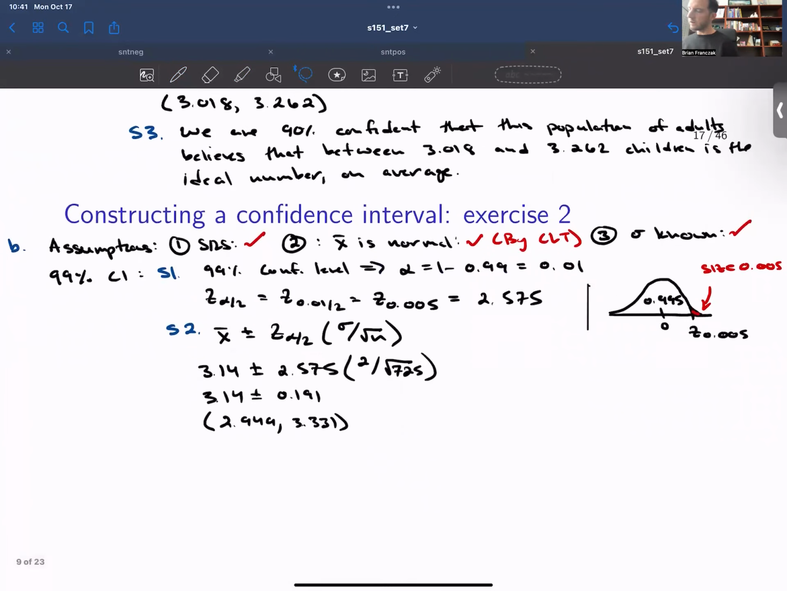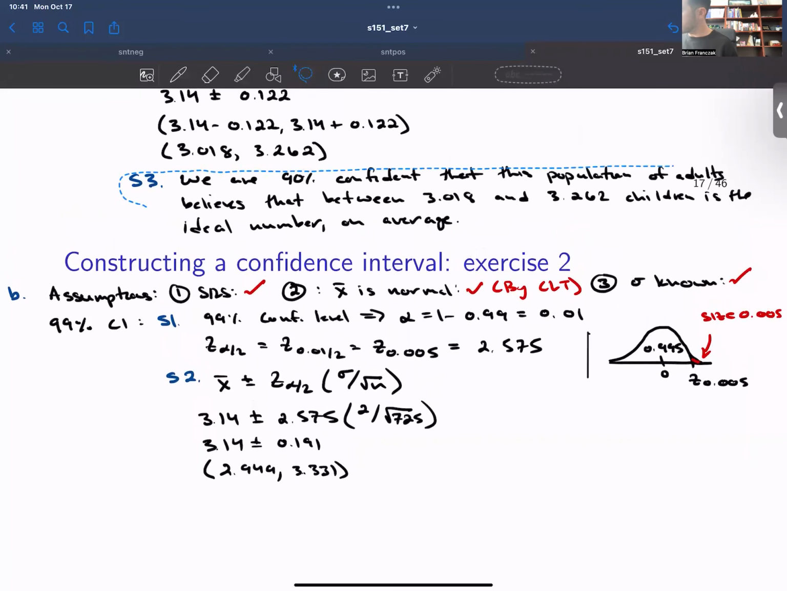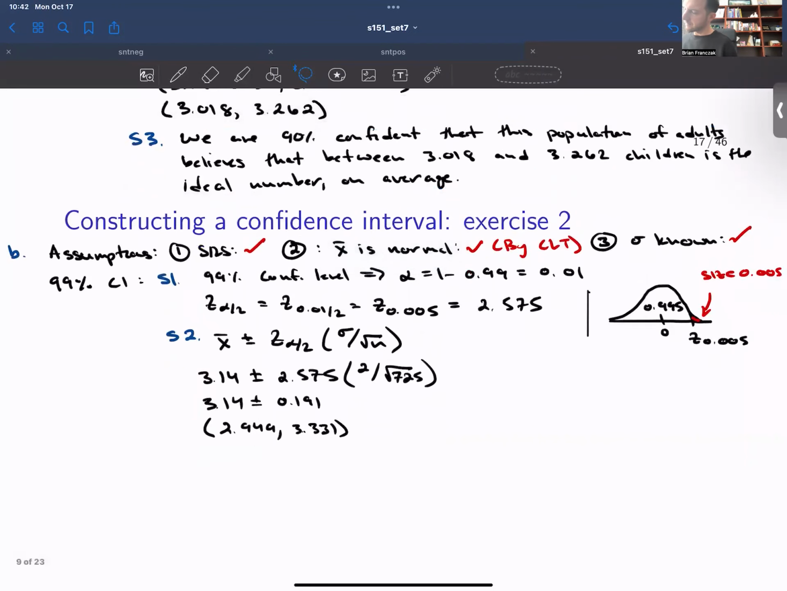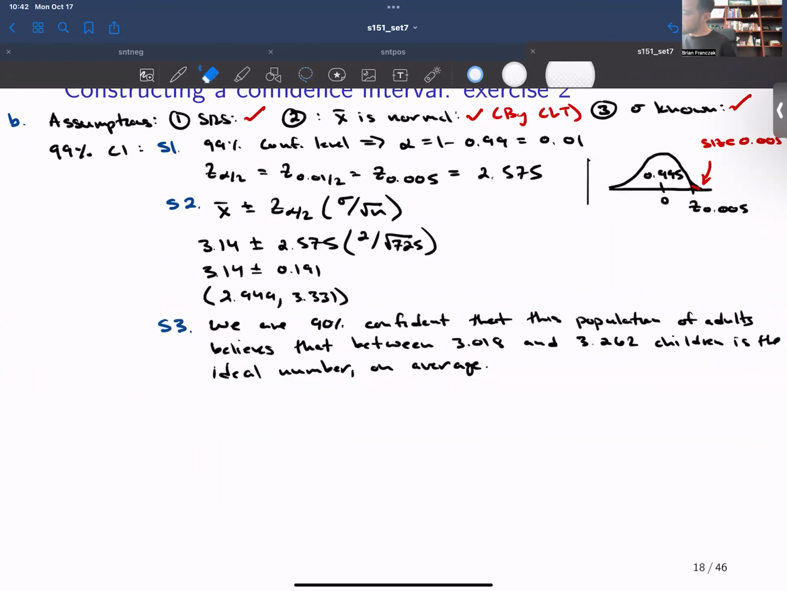Okay, so then we're actually going to have the exact same conclusion that we had in the previous step. So just going to be a little cheeky here. I'm going to copy and paste this. And then the only thing that's going to change is the percentage and the interpretation. So we now would say we are 99% confident that this population of adults believes that between 2.949 and 3.331 children is the ideal number on average.